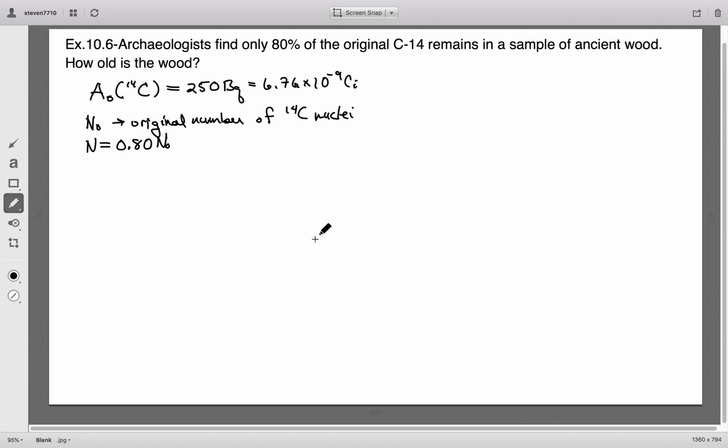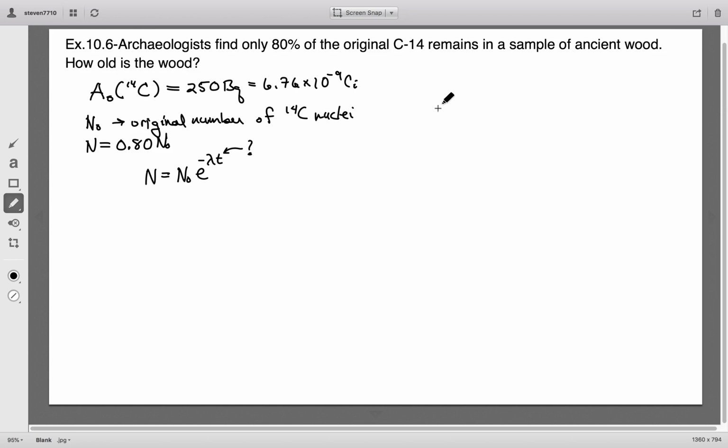Okay, well, what involves N and N0? We have the decay law. So actually, when you get to this point, you know this information, the rest is pretty straightforward. How old is the wood? That's what we want, t. We know how N and N0 relate, and we know lambda inadvertently.